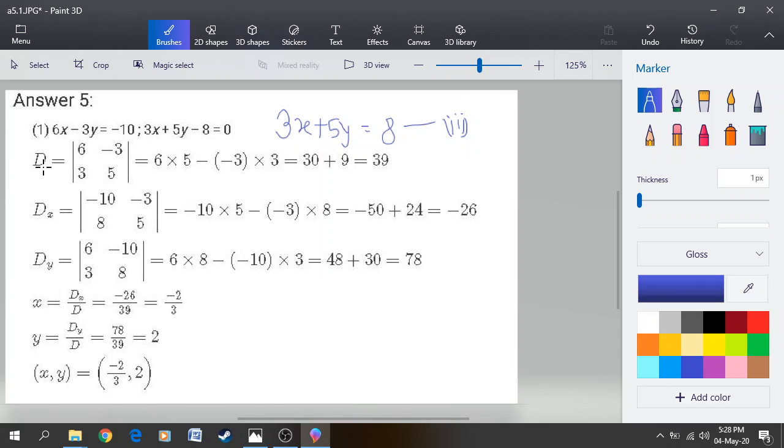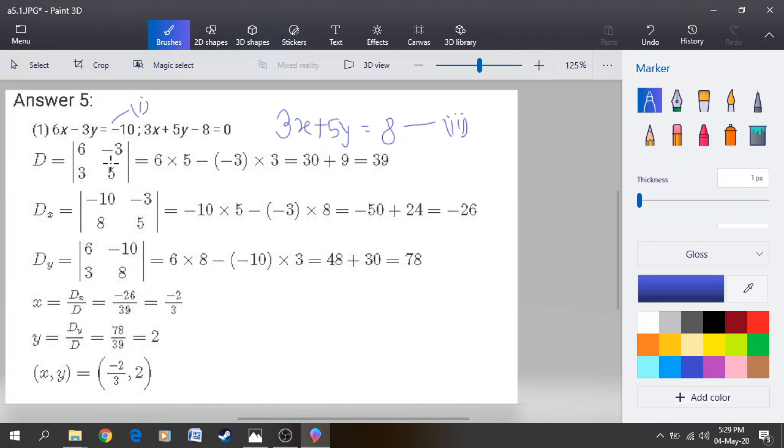Now we can see D. What is D? 6, minus 3, and 3, 5. This is our equation number 1. So D is the coefficient of x and y: 6, minus 3, 3, 5. Then replace the coefficient of x in the Dx by the constants minus 10 and 8. Similarly, in the Dy column, replace these y values with the constant values. Then find out the determinant.